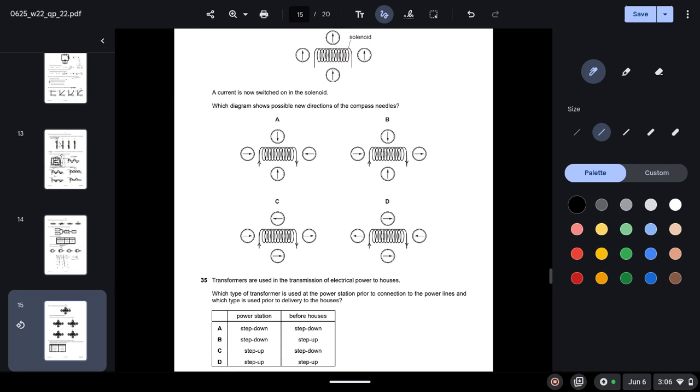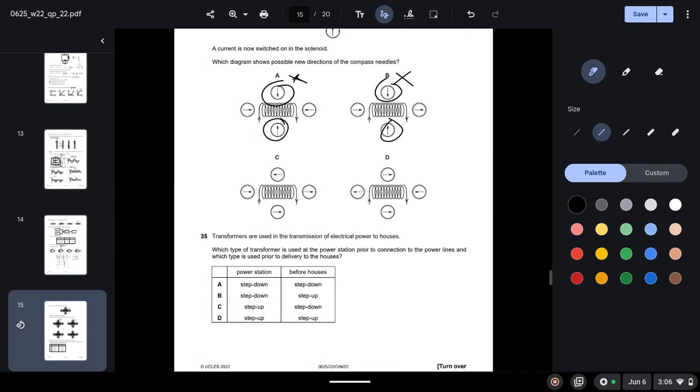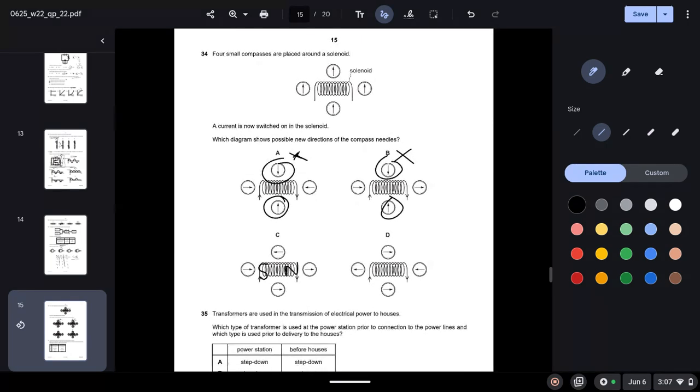Okay, so we can see that A and B are incorrect, because the magnetic field lines do not travel vertically as shown here. So A and B are incorrect. So when you look at option C, inside the solenoid the field lines travel from south to north, but outside they travel from north to south.